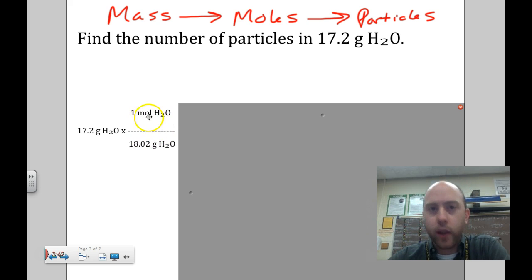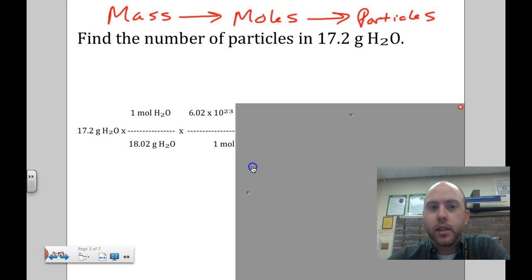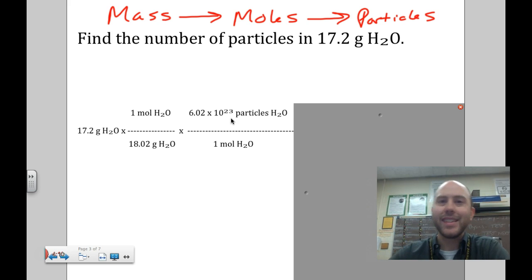Next, I go, okay, that gives me my answer in moles, but I don't want moles. I need to change it to particles. So I take my number that I just got on my calculator, and I hit times 6.02 times 10 to the 23. So literally I do 17.2 divided by 18.02, so that's the mass given divided by the molar mass, then times Avogadro's number, 6.02 times 10 to the 23. Next, I have my answer, but the big thing is sig figs.